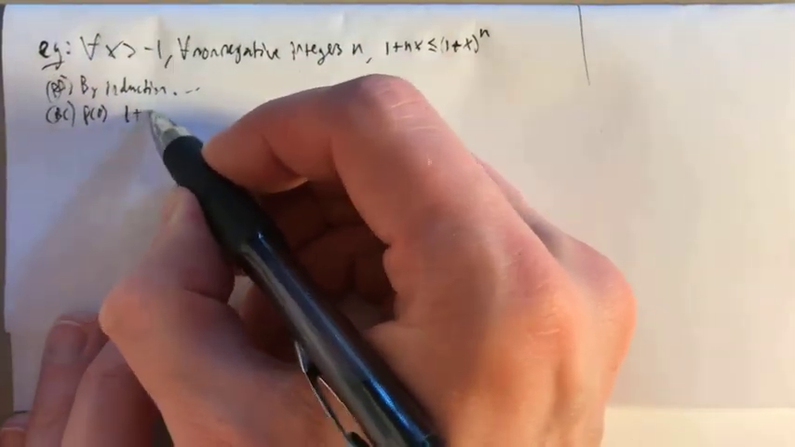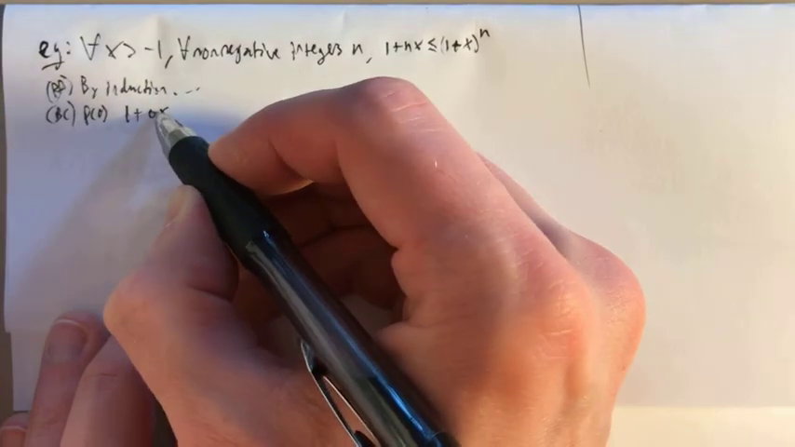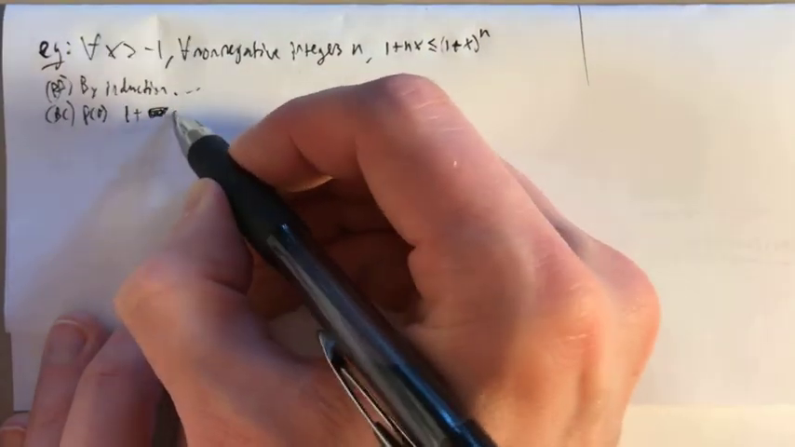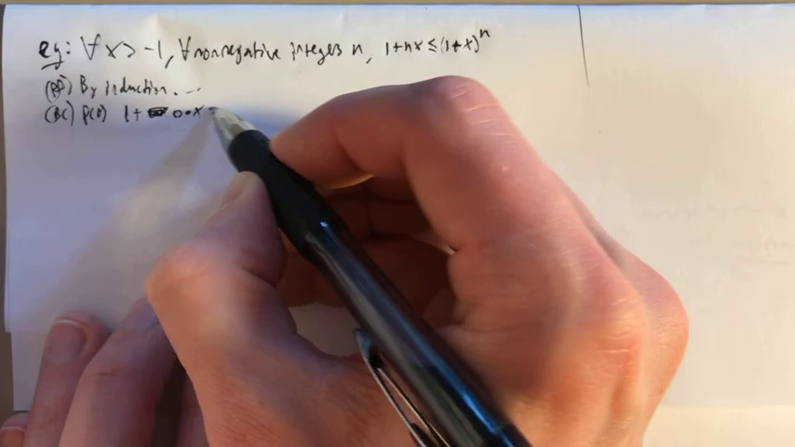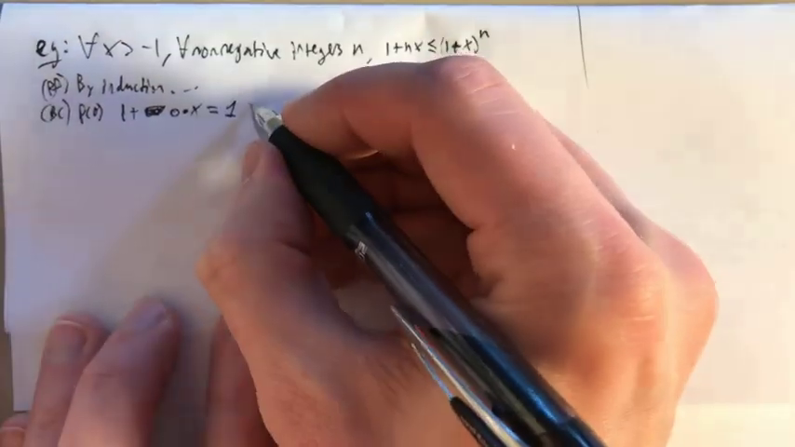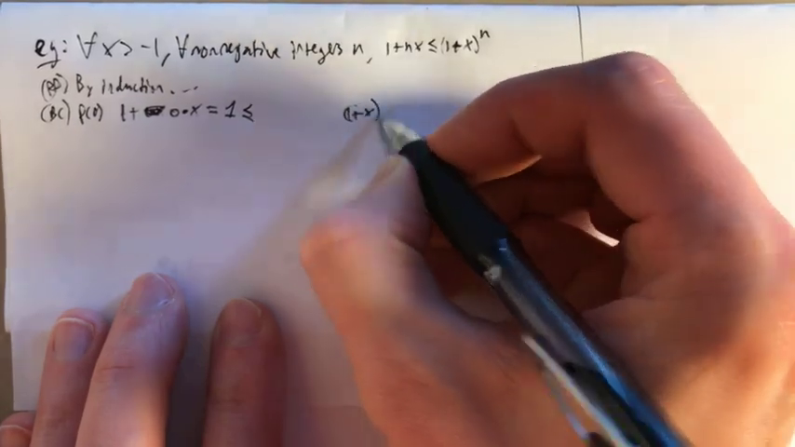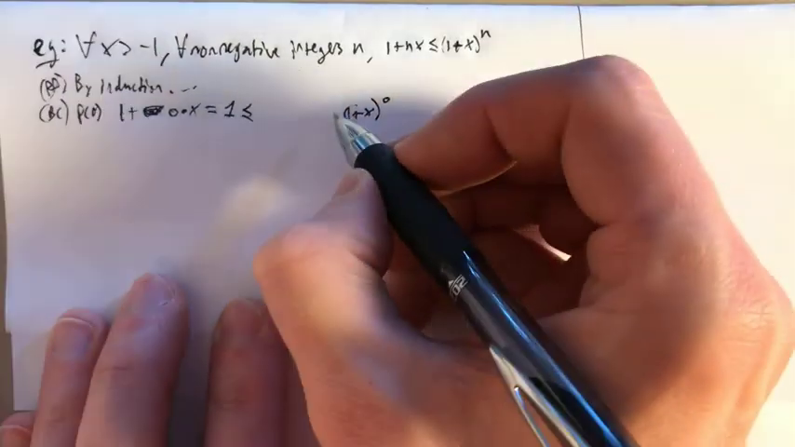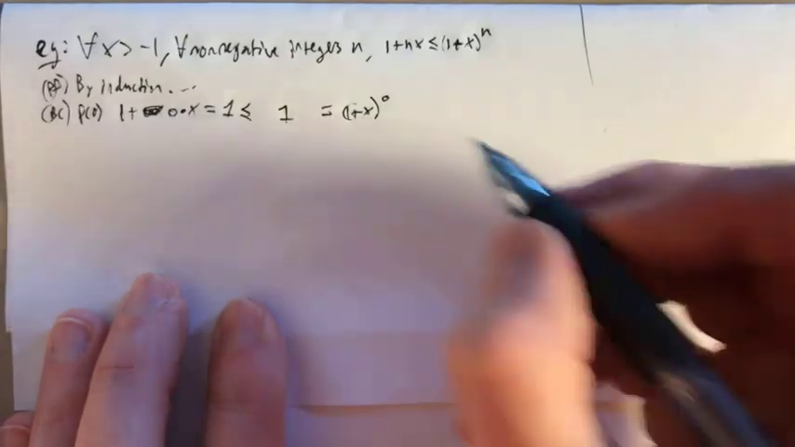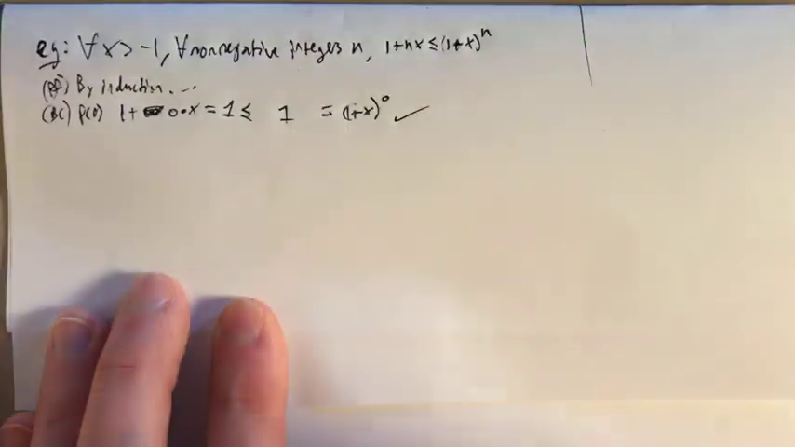So let's check. Left-hand side, 1 plus 0x, that's 0 times x. Okay, 0 times x is 0, so this is just 1. And this is less than or equal to, let's check the right-hand side, 1 plus x to the 0. 1 plus x to the 0 is also 1. 1 is less than or equal to 1, so we're good.